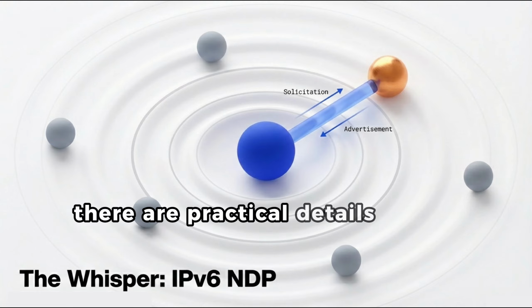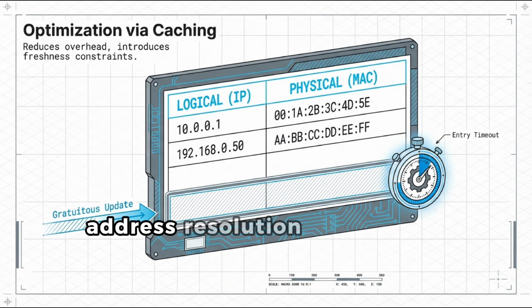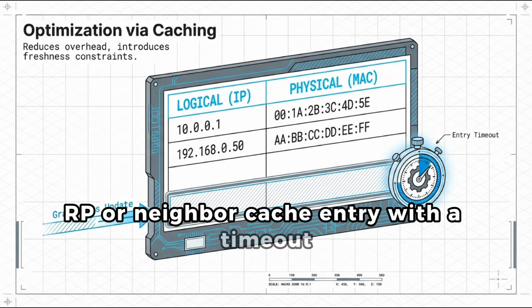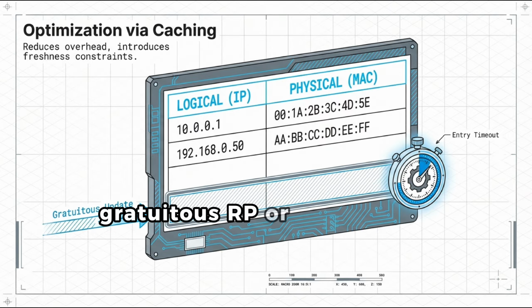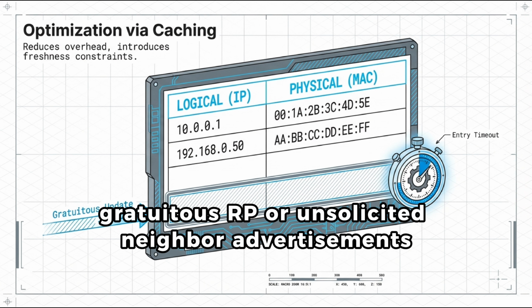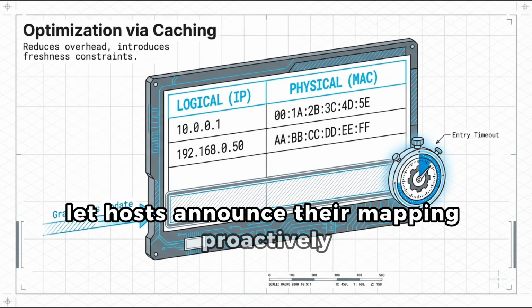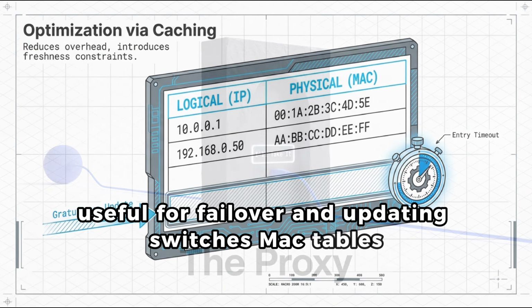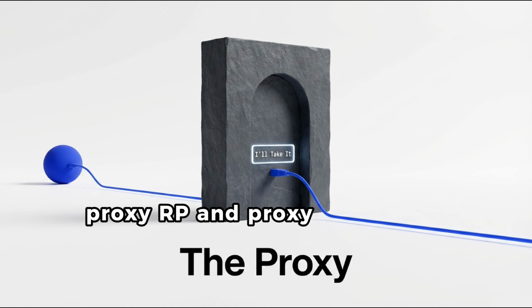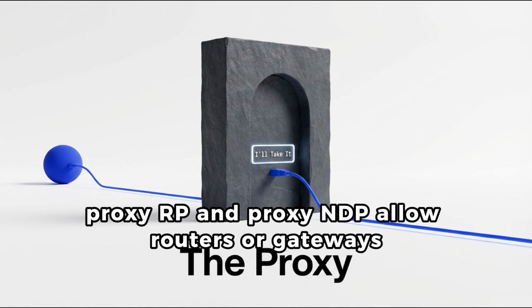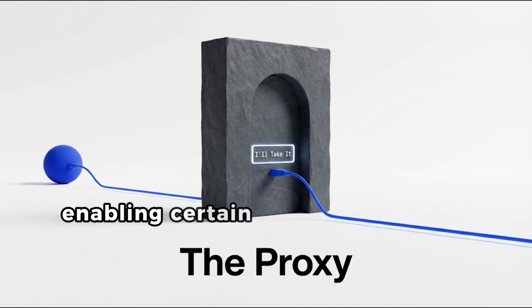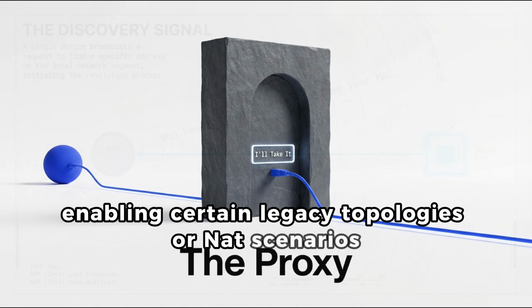There are practical details worth knowing. Address resolution uses caches to avoid repeated broadcasts. Systems keep an ARP or neighbor cache entry with a timeout. Gratuitous ARP or unsolicited neighbor advertisements let hosts announce their mapping proactively, useful for failover and updating switches' MAC tables. Proxy ARP and proxy NDP allow routers or gateways to answer resolution requests on behalf of remote hosts, enabling certain legacy topologies or NAT scenarios.